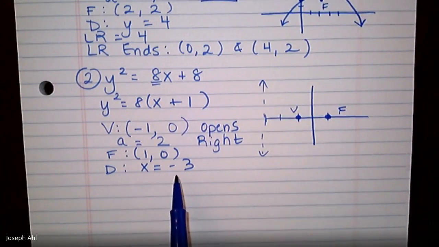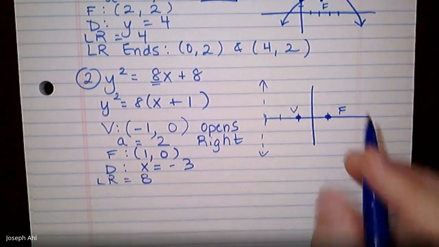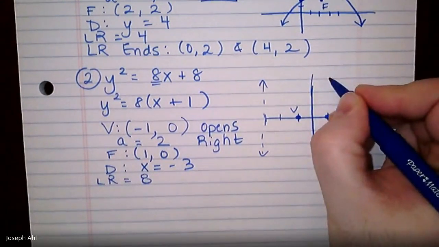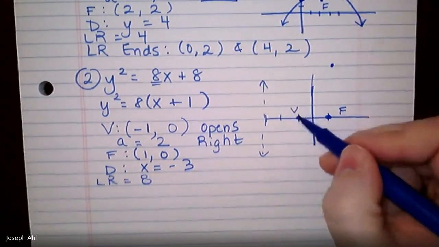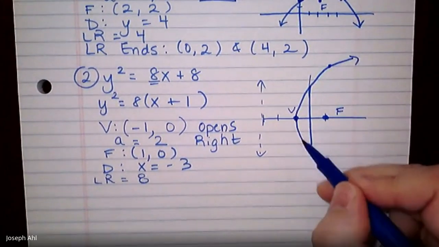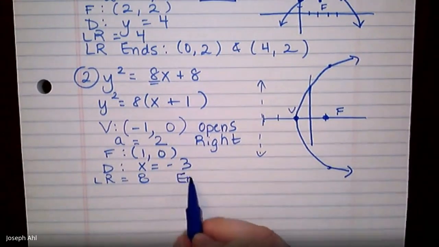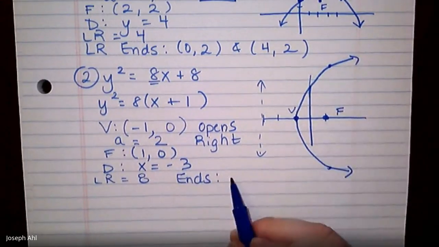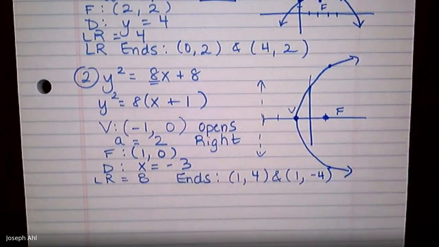Okay. Directrix is at x equals -3. We need the LR length. LR length is a total length of 8, which means if I go up 4 and down 4, I'm just going to estimate this real quick, guys. I'll pretend like this is up 4 and down 4, something like that. Okay, we get this right here. So the ends of the LR from the focus at (1, 0), we went up 4 and down 4. So we've got (1, 4) and (1, -4). Okay. Also, probably not so bad to get started on that one.